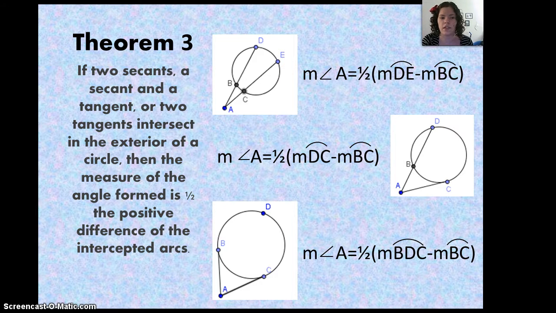This example is a secant and a tangent. The measure of angle A equals 1/2 the measure of arc DC minus the measure of arc BC. The last one is an example of two tangents. The measure of angle A equals 1/2 the measure of arc BDC minus the measure of arc BC.